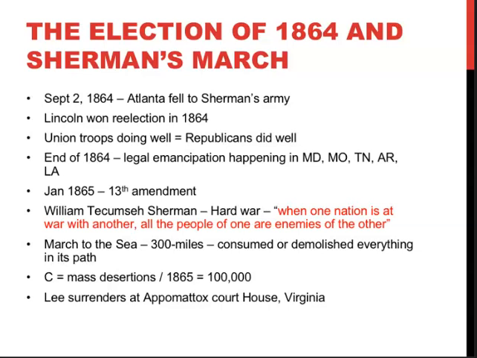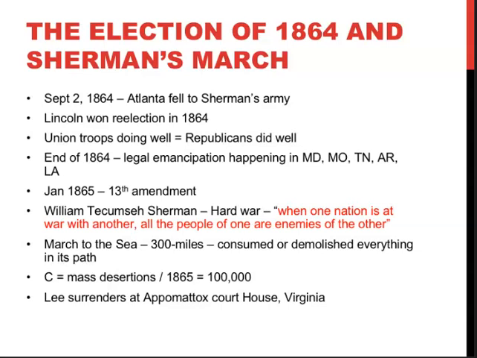By the end of 1864, legal emancipation, the legal freeing of slaves, started to happen in Maryland, Missouri, Tennessee, Arkansas, and Louisiana. January 1865, we get the 13th Amendment, which said neither slavery nor involuntary servitude, except as a punishment for crime whereof the party shall have been duly convicted, shall exist within the United States or any place subject to their jurisdiction. So, January 1865, slavery is illegal.